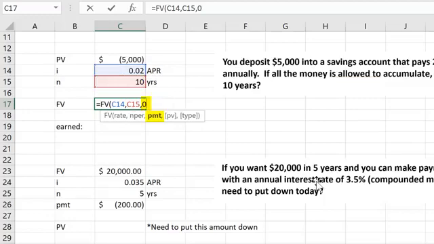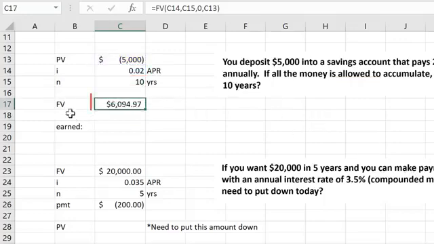Now remember, if you put in 0 for the payment, then the fourth argument is required. Otherwise, you're not investing anything or you're not putting any payments into the bank. So I'm going to put in that present value of our savings, and then I'm going to press enter. So that means that the future value after 10 years, $5,000, will become about $6,100.